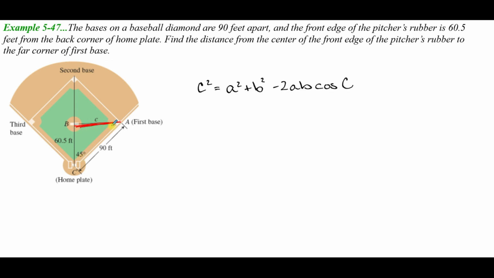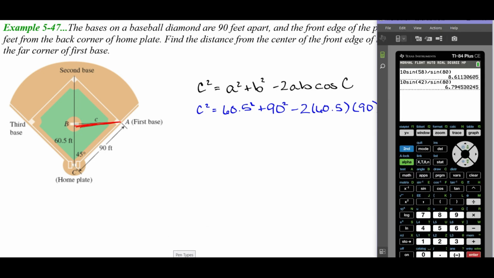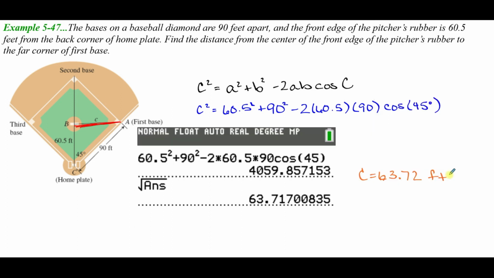So this variable that I'm trying to find is c, so we're going to say c squared, and then a and b can be these 60.5 and 90. It doesn't matter which is which. So 60.5 squared plus the 90 squared, and then minus 2 times the 60.5 times the 90, and then cosine of 45 degrees. Then I'm really just going to do this calculation in my calculator, and we end up with about 63.72 feet.